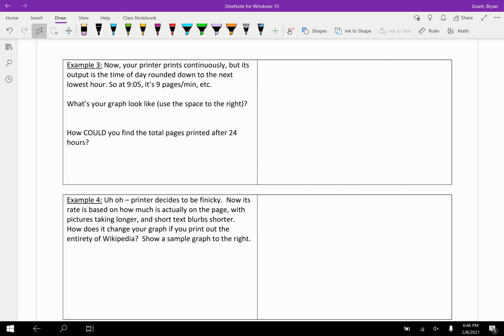How could you find the total number of pages printed after 24 hours? Let's say we're printing out Wikipedia or something like that, right? There's enough pages to last us 24 hours. The question I always get asked on this when students start to build their graph or their axes is they say, wait, are we using military time or are we using standard time?